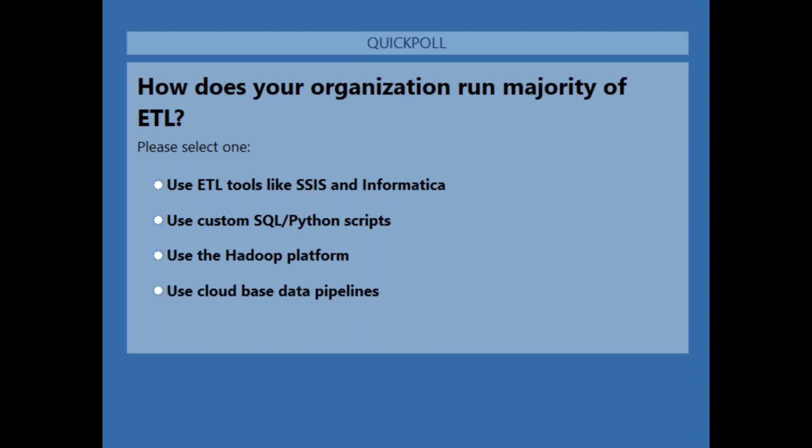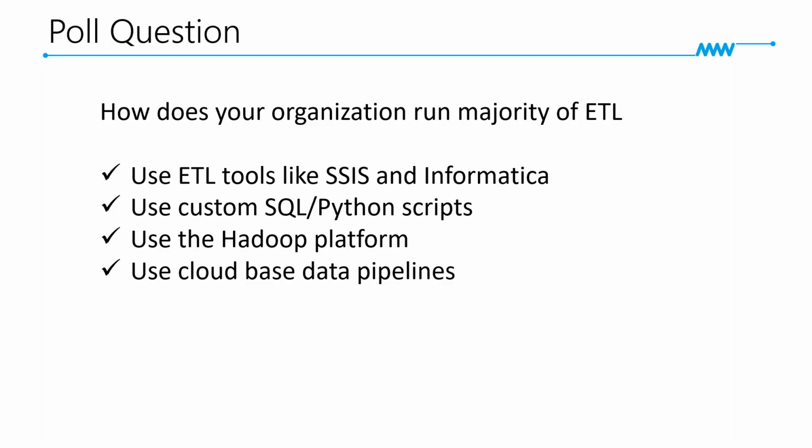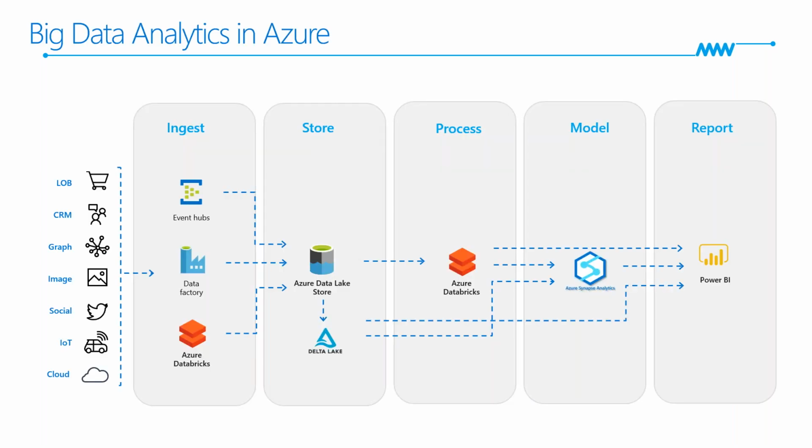All right, perfect. So I'm seeing that most people use ETL tools like SSIS and Informatica, whereas some people are using cloud-based data pipelines. Nice. Okay, that's good to know. Yeah, so with ETL tools like Informatica and SSIS, I think mostly people are using relational sources.